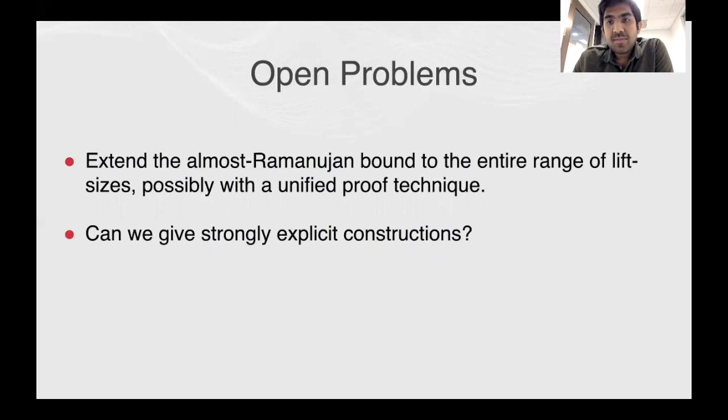And the notion of strong explicitness, right? As I mentioned, our notion of explicitness isn't the strongest one because we take polynomial time in the size of the graph, whereas there are stronger notions. So can we make this strongly explicit? Because there are some applications where that is really useful.